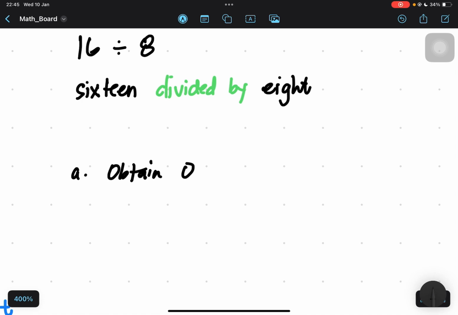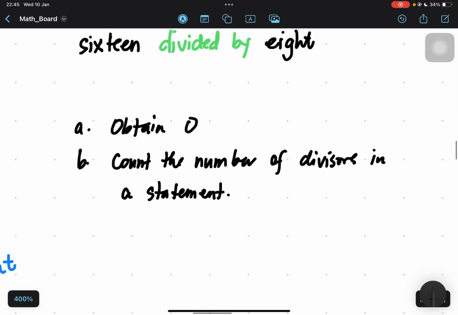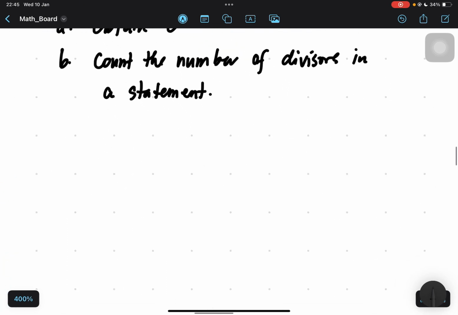And the second rule is to count the number of divisors in a statement or a mathematical sentence. So let's find the answer of 16 divided by 8 using these two rules.